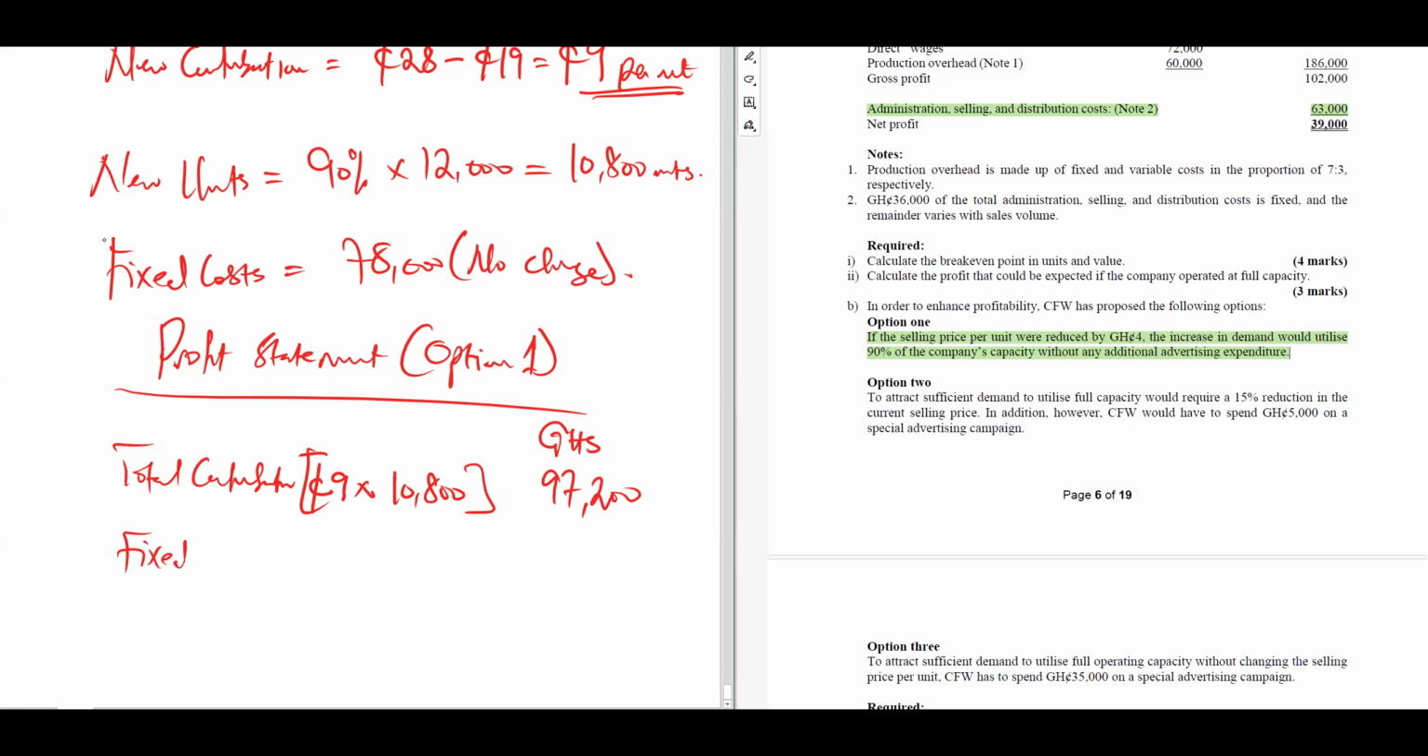Fixed cost. We know contribution minus fixed cost must give us profit. Fixed cost didn't change, still 78,000. So deduct it. 78,000. That is 19,200, which is our net profit under option 1. Comparing to the original budget, we made a net profit of 39,000, right? So this one is lower.